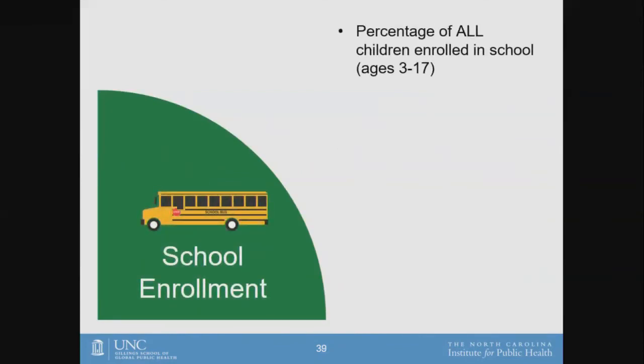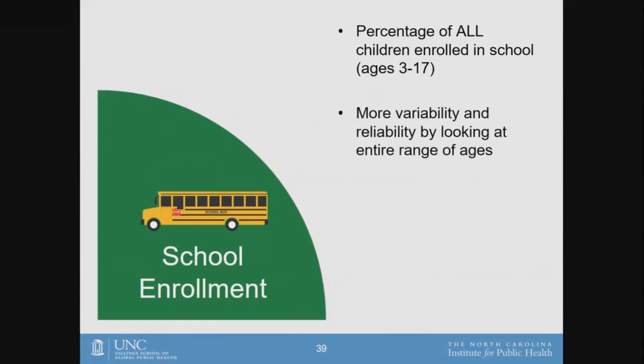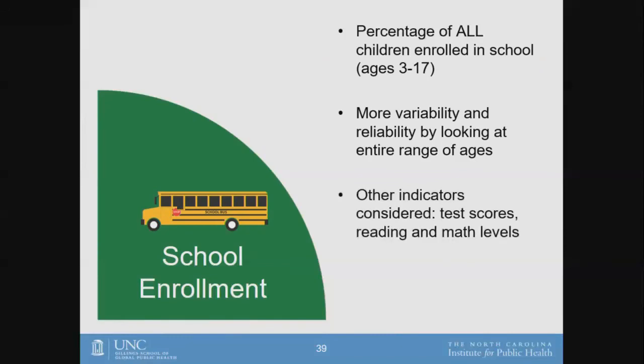School enrollment was the next indicator. We looked at the percentage of all children enrolled in school between the ages of 3 and 17. Looking at all the ranges like this together provided more variability and reliability of the estimates. So what I mean by that is when you just look at 3 to 5, there's not a lot of variability in those estimates. It's a small percent, and the estimates themselves are small numbers. So it gave us essentially more chance to differentiate areas.